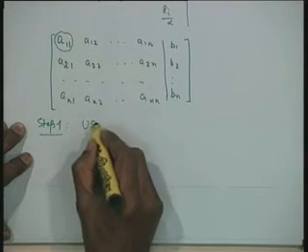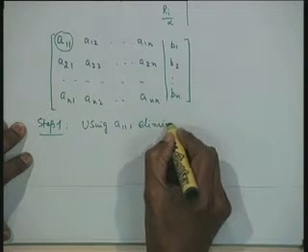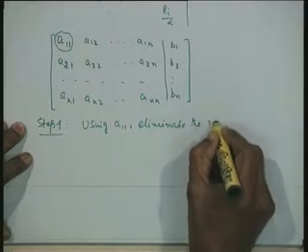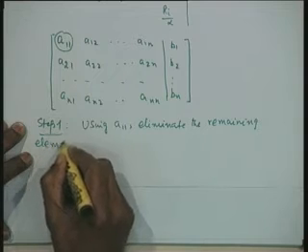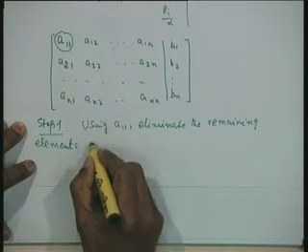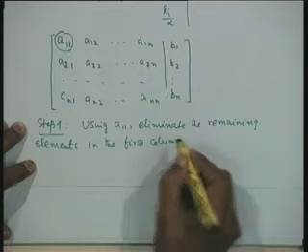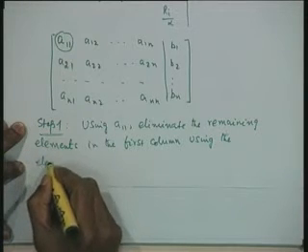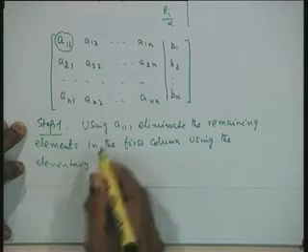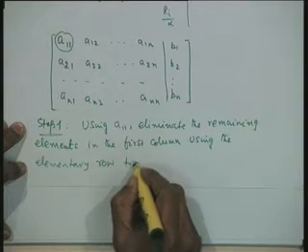We will say: using A11, eliminate the remaining elements in the first column using the elementary row transformations. Sir, if A11 is 0, that is a special case, we will discuss it. Yes, that is an important case we are going to discuss at the end of this.